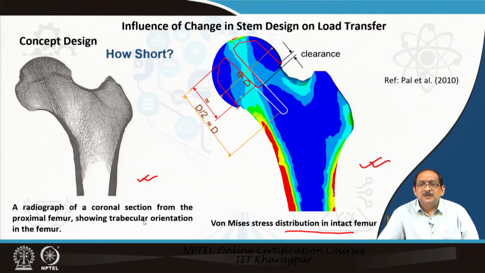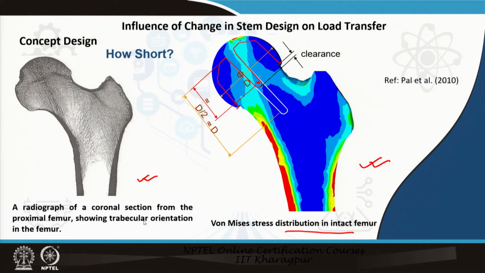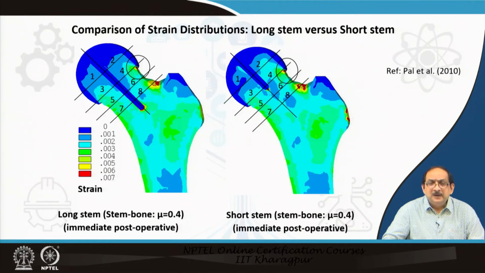The other important aspect of this design is that we would like to have the tip of the stem closer to the center of the femoral head. Let us now compare the strain distributions in case of the long stem model and the short stem model.